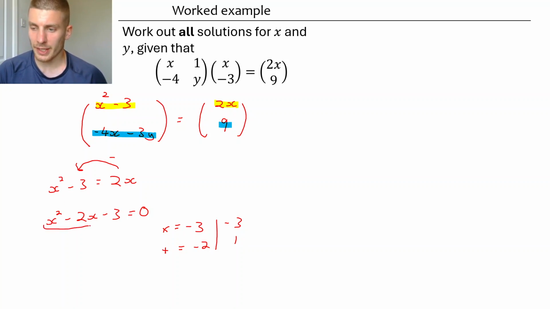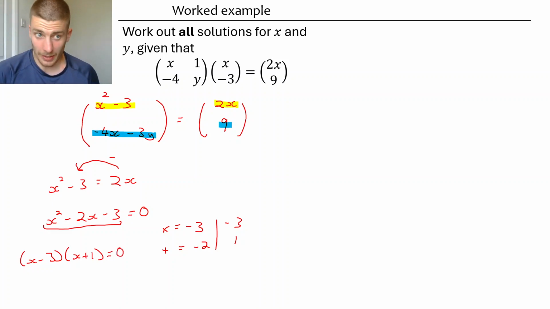Therefore, this quadratic is going to factorize simply to x take away 3 and then x plus 1, and that must be equal to 0. I've got to solve this now. I'll just go and switch the coefficients in this case.